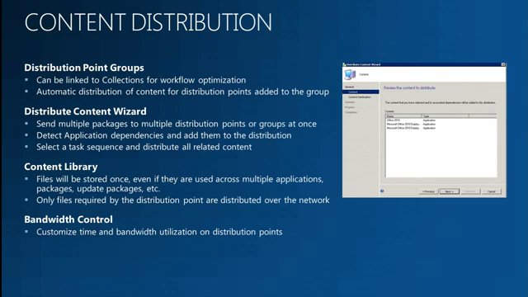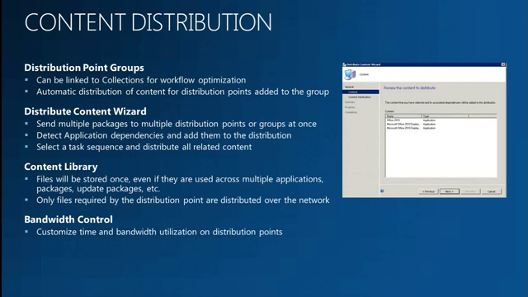When you target content to a particular distribution point group, we will make sure that the content flows to all those distribution points within the group itself. We also made the distribution point wizard, which was available in 07, a little bit smarter. By that, what I mean is we have dependencies in the application model now. An app depends on another app that can depend on another app.